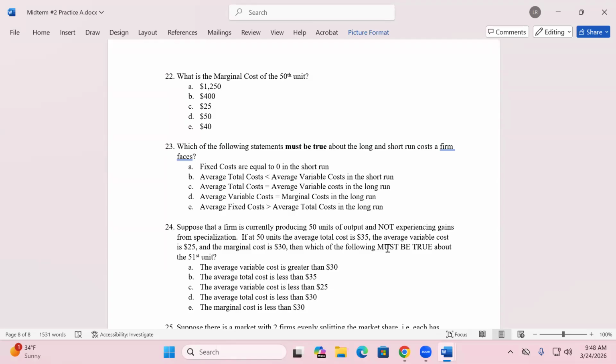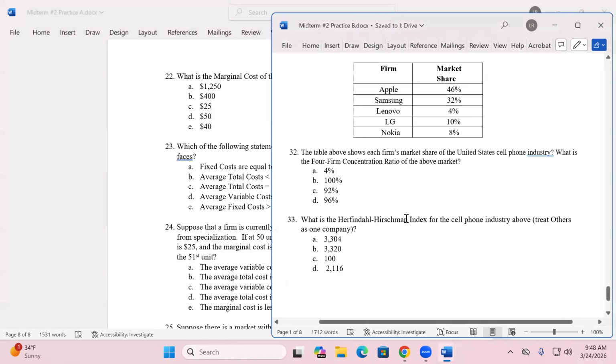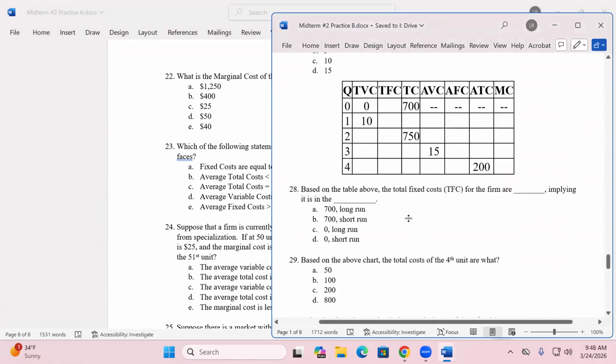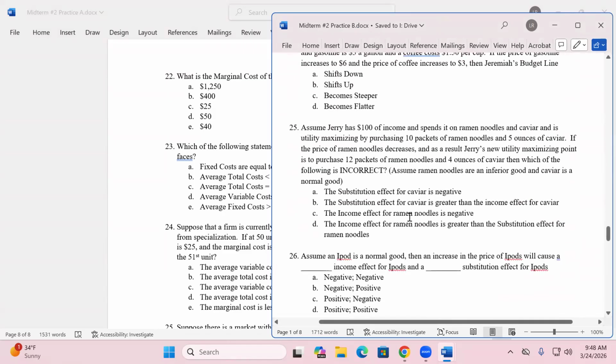Okay. Any other questions people want to see worked through? Yeah. So practice exam B, we're looking at 25. Yeah, so I'll work through 25. I'm going to change it a little bit. This is from practice exam B.